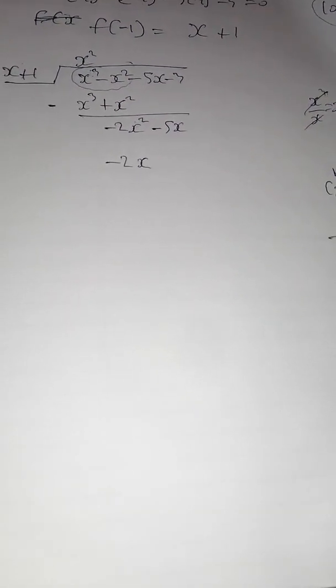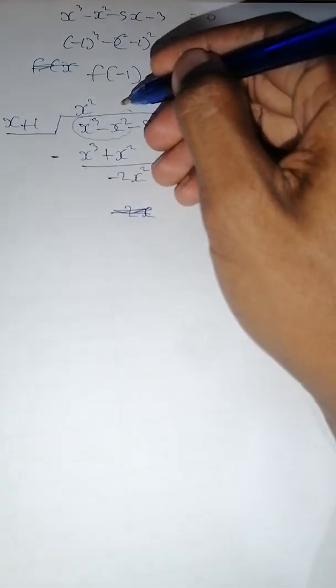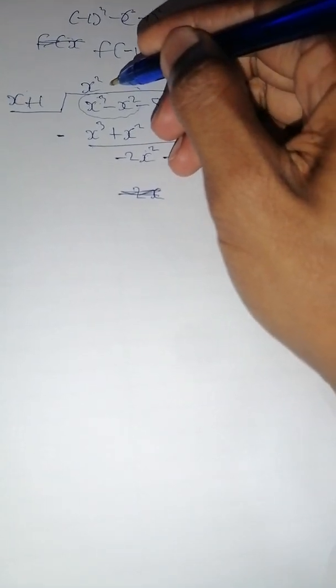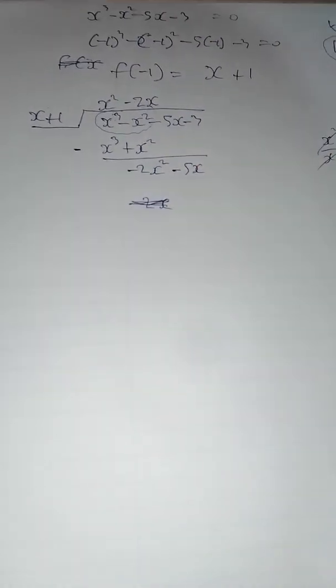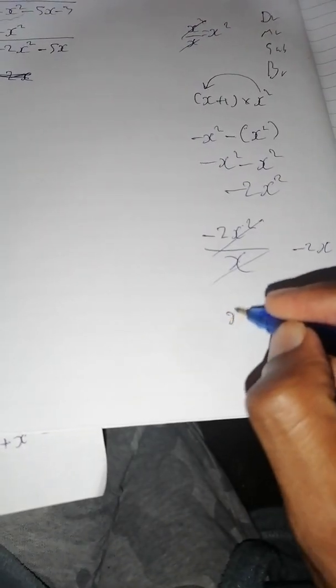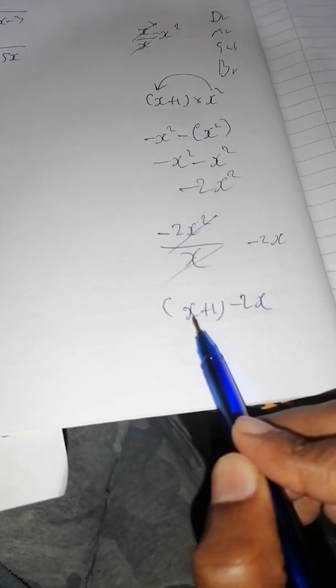And then, which means let me just do a quick check. Oh no, we don't write it here. We write it here. Negative 2x, okay, negative 2x. Now we have to repeat the process again and say x plus 1 multiplied by negative what? Negative 2x.